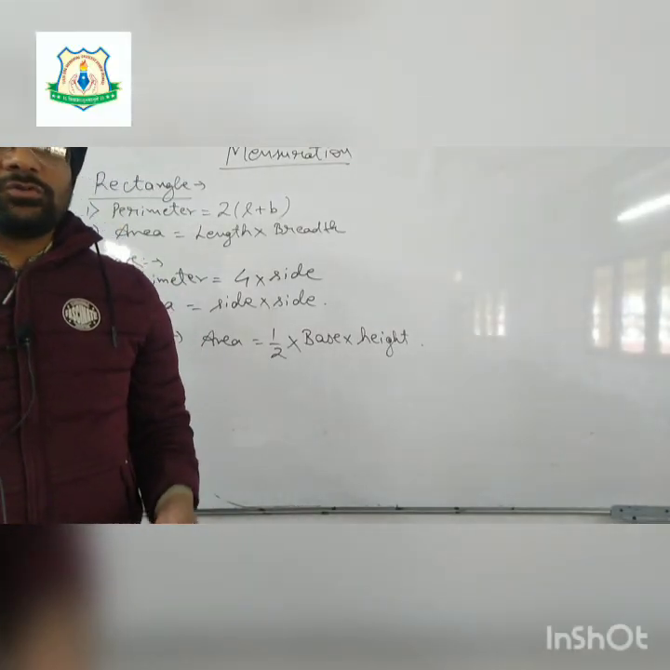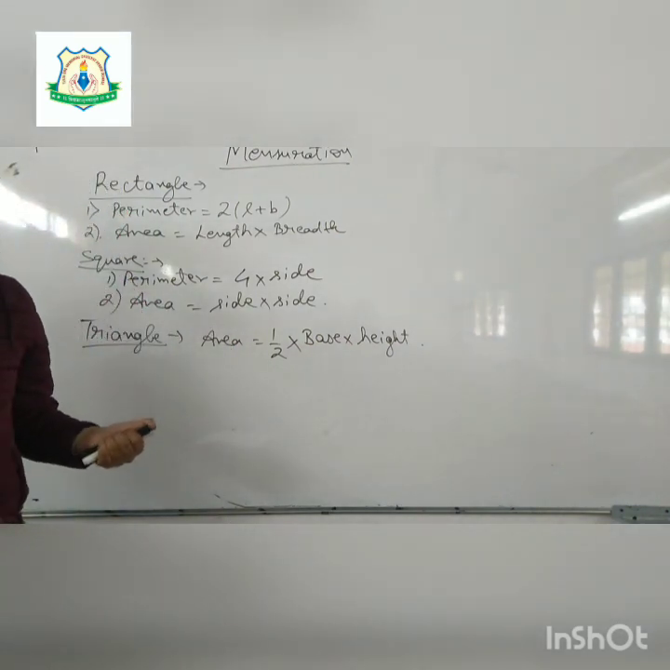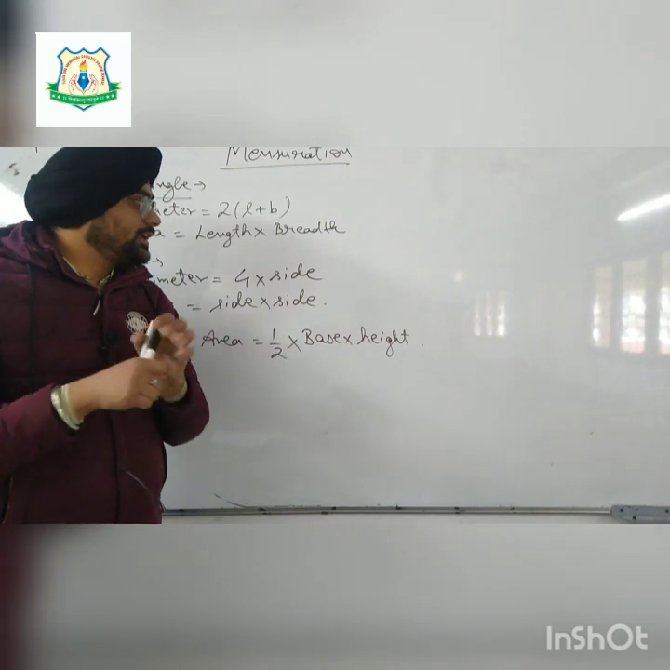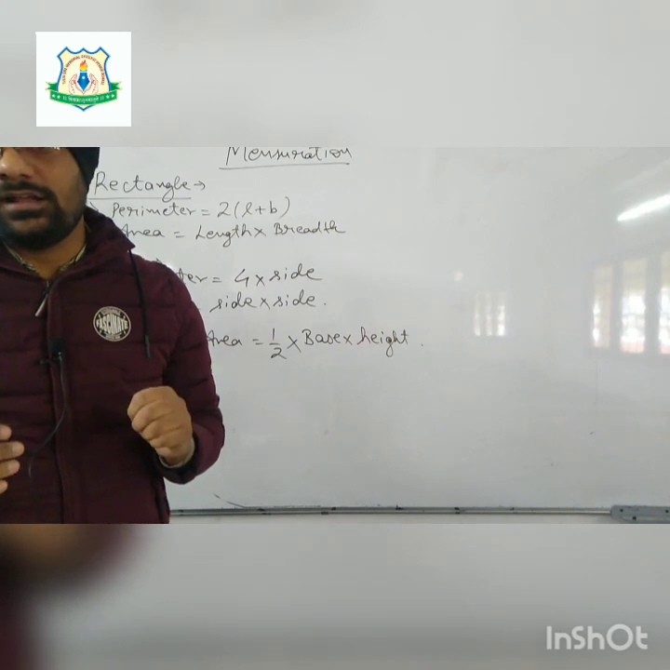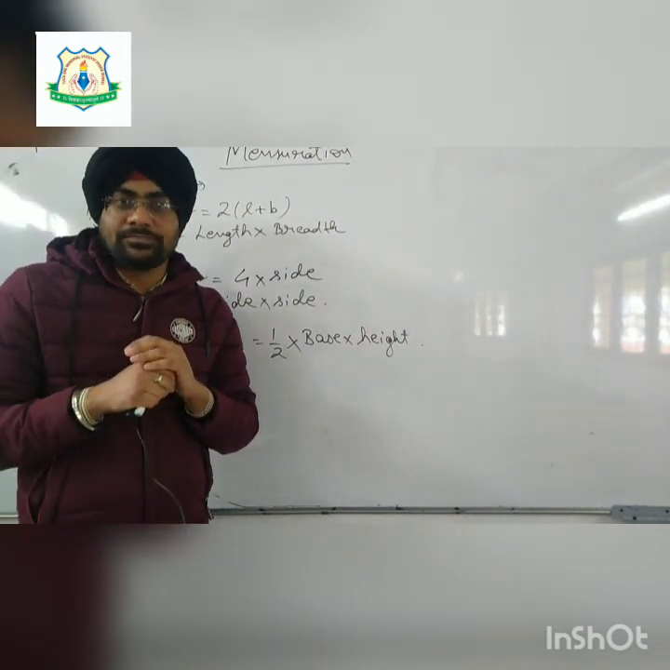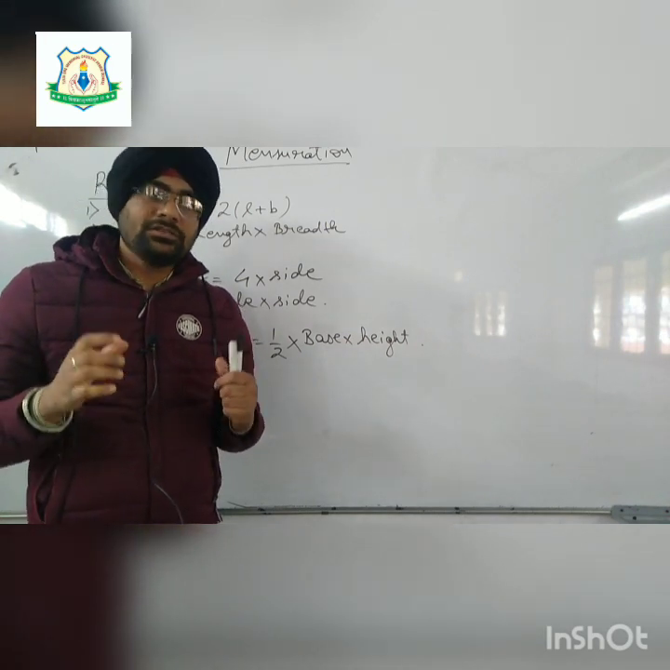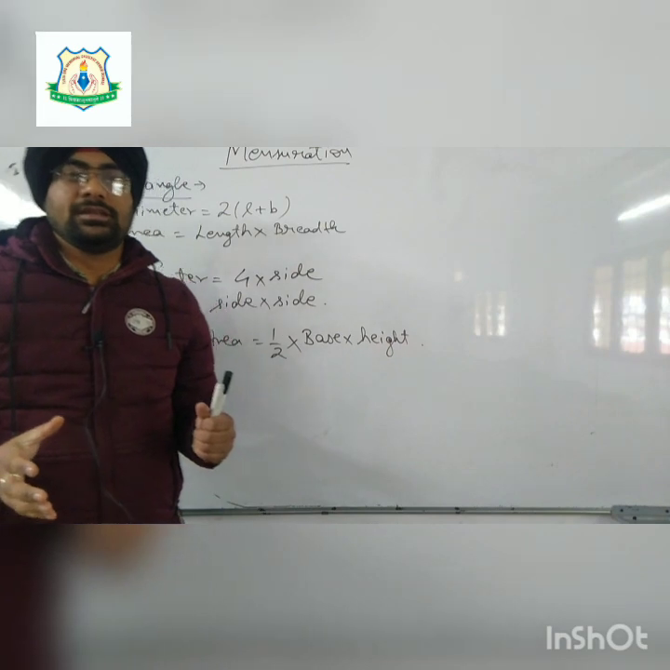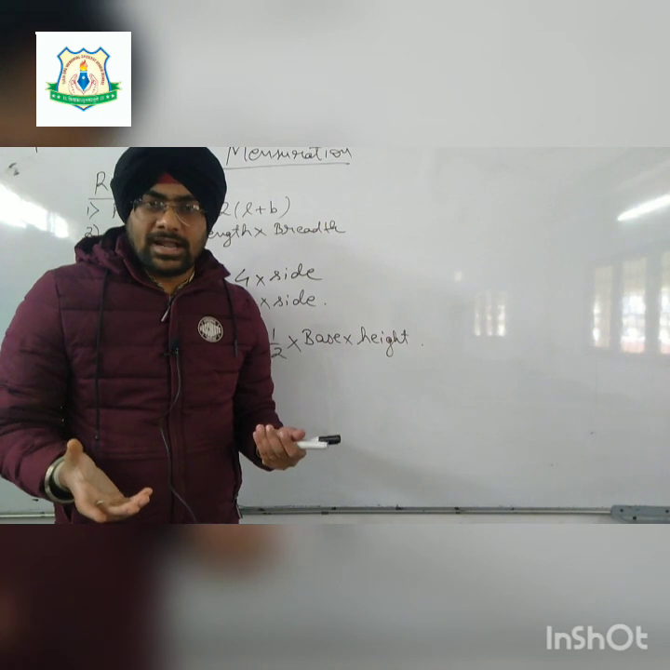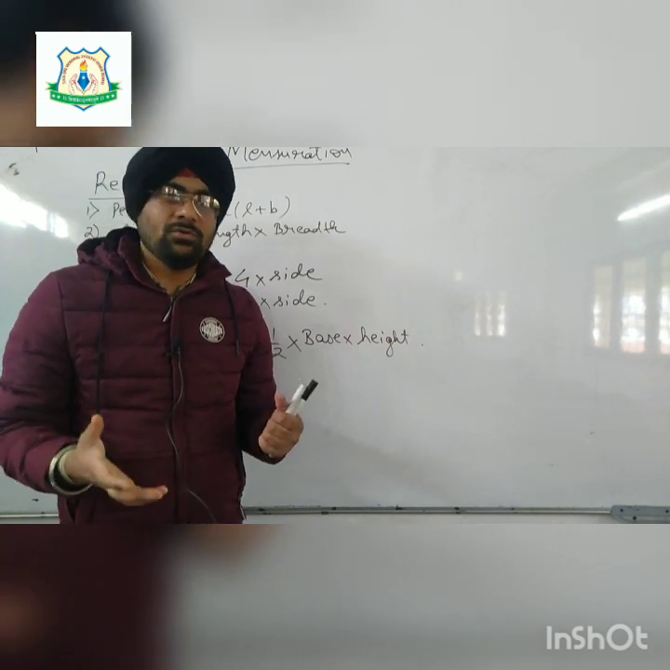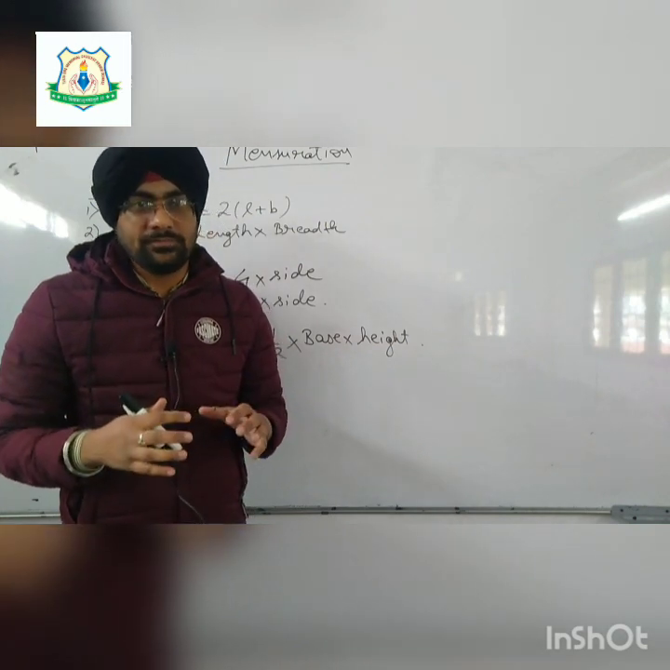Hello students, today in this video we are going to study the concept of mensuration. Now see, in mensuration what are you going to study? You are going to study the perimeter and area of rectilinear figures. First of all, understand what a rectilinear figure is. A figure which is formed by line segments is known as a rectilinear figure. Examples you can take are a rectangle, a square, a pentagon, a rhombus. These are all known as rectilinear figures.